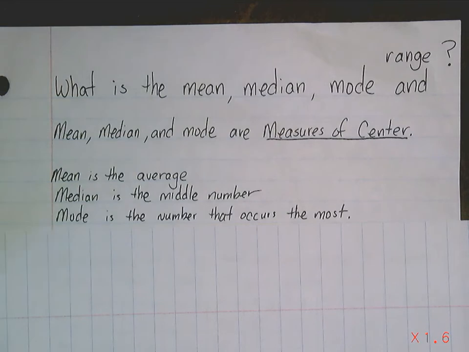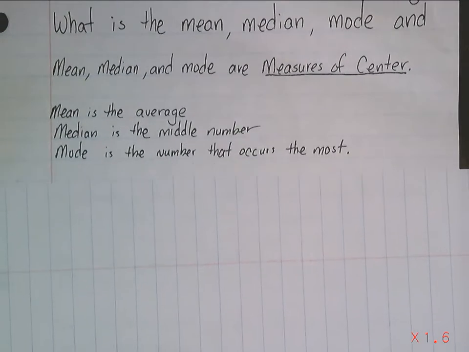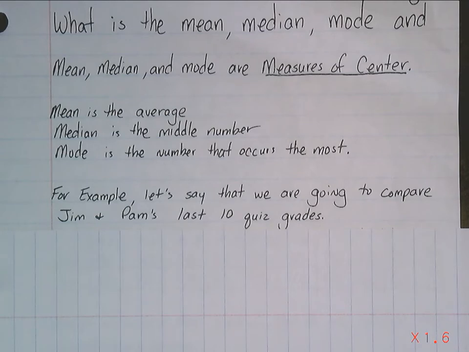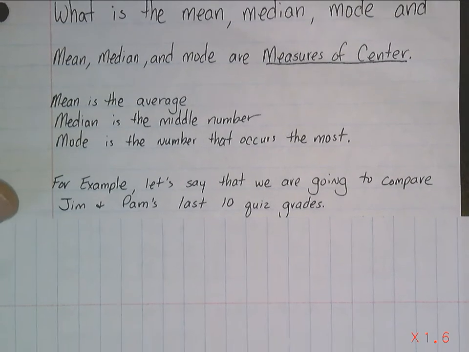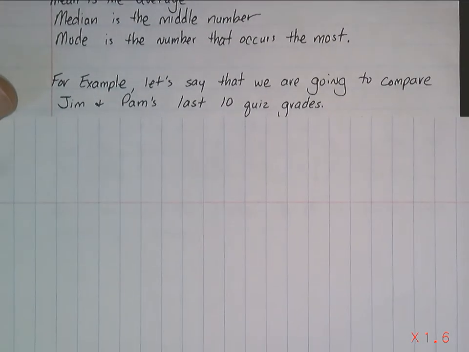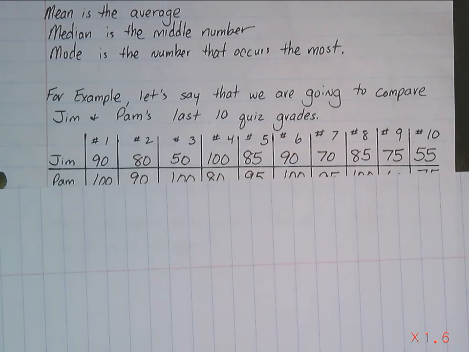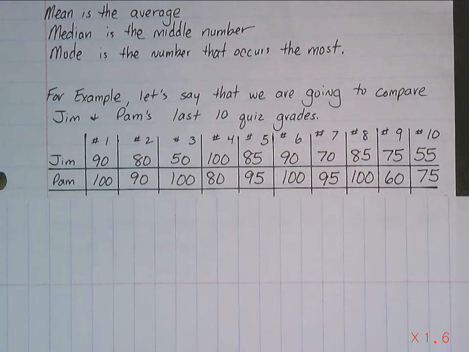So we have an example, and we're going to talk about range as well. So here's an example. Let's say that we're going to compare Jim and Pam's last 10 quiz grades, and this is an ode to The Office, of course. I love The Office. So let's say that Jim and Pam were students way back when, and they had some quiz grades. And the last 10 quiz grades that they had were these quiz grades.